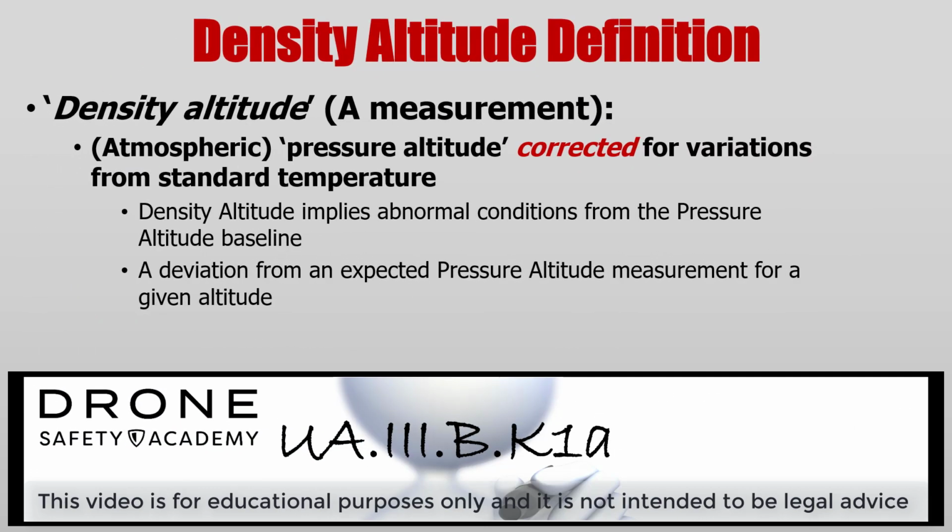Density altitude, like pressure altitude, is a measurement. It is atmospheric pressure corrected for variations from standard temperature. Density altitude implies abnormal conditions from the pressure altitude baseline. We've already discussed that. Another way to say it is a deviation from an expected pressure altitude measurement for a given altitude. Throughout this entire section, we're going to repeat a lot of material. This is because density altitude, high density altitude concepts are hard to grasp.